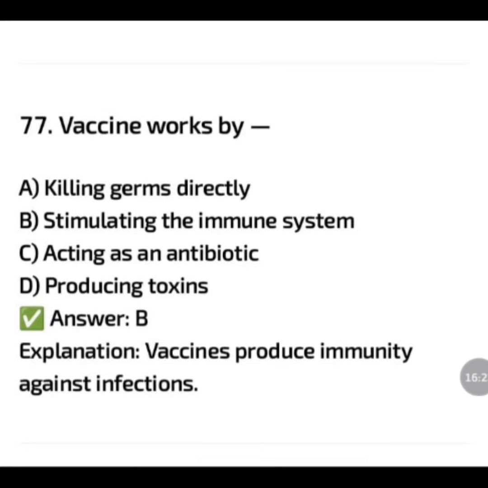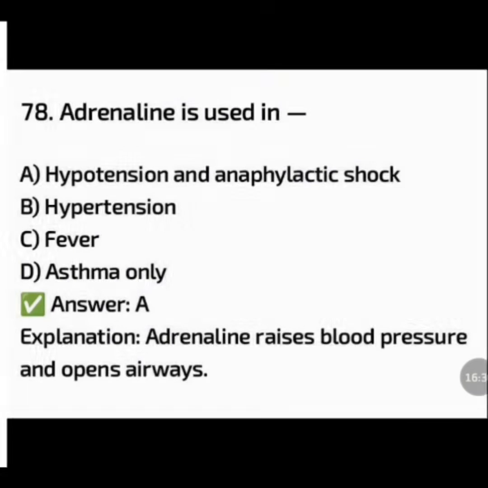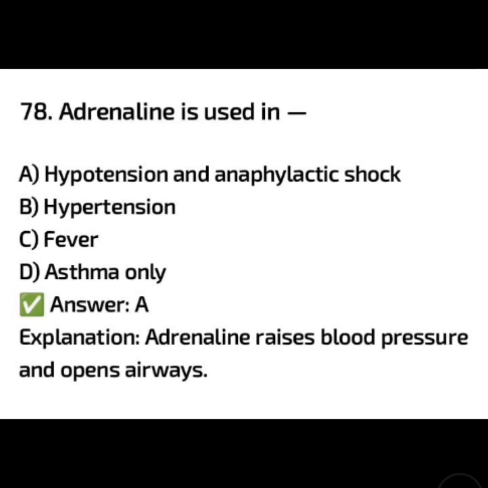Vaccine works by killing germs directly, stimulating the immune system, acting as an antibiotic, producing toxins. The correct answer is option B, stimulating immune system. Adrenaline is used in hypotension and anaphylactic shock, hypertension, fever, asthma only. The correct answer is option A, hypotension and anaphylactic shock.